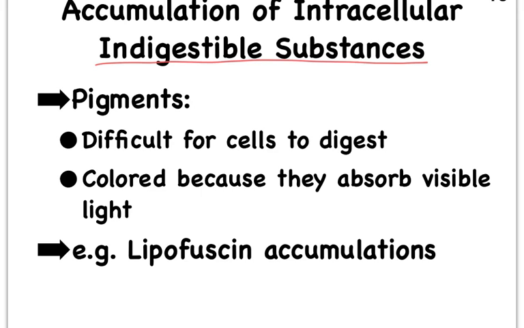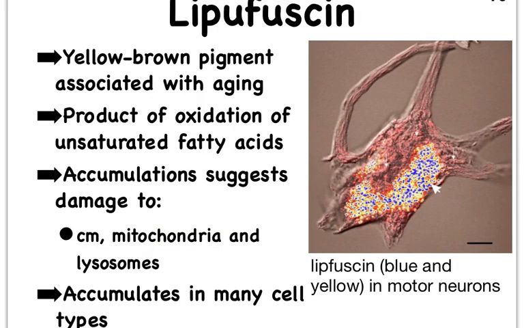A good example of a pigment that accumulates and shouldn't be there really is lipofuscin. So lipofuscin is a very common pigment. Many cells accumulate it, and it's definitely a consequence of the aging process. We see it as a result of damage to the cell membrane, but also especially mitochondria and even lysosomes.